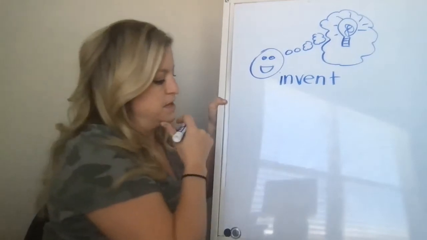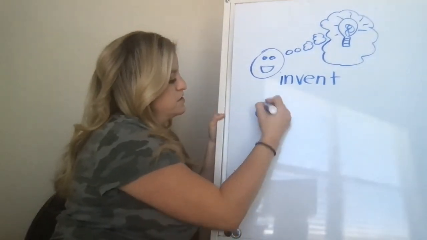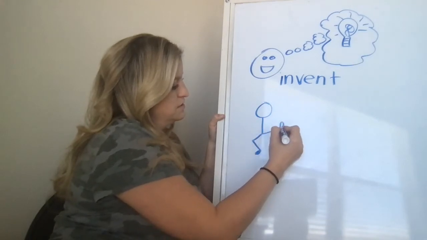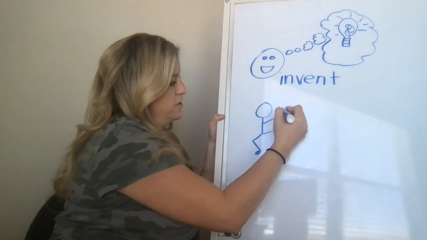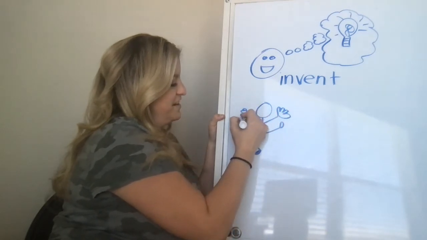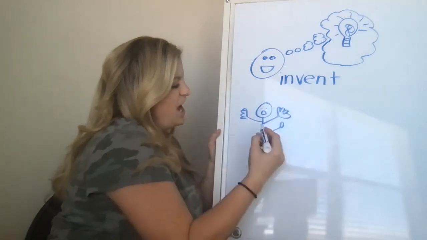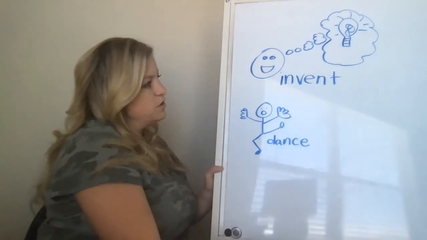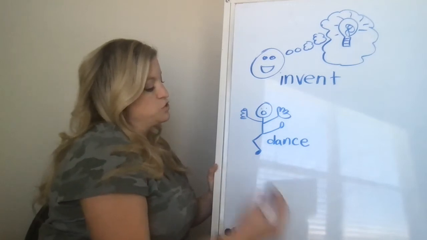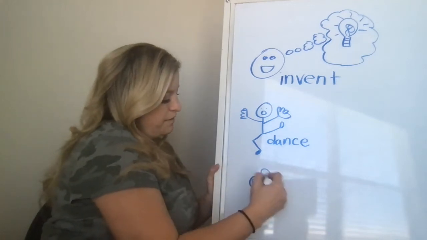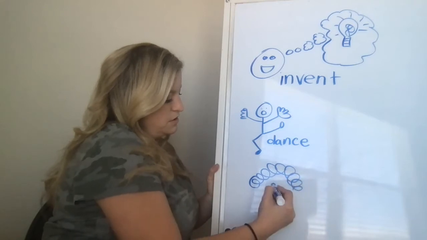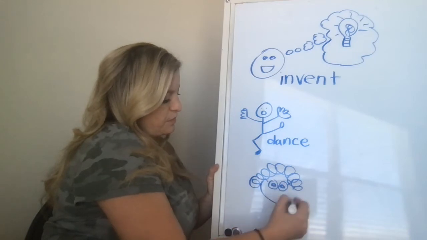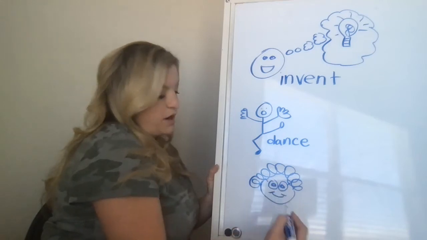Okay. Another one I'm going to do is I'm going to draw about dance. Okay. Here I am dancing. Okay. And I'm having so much fun. I'm like, yeah, I'm going to dance. And I'm also going to write an email to my grandma. So here's my sweet little grandma.